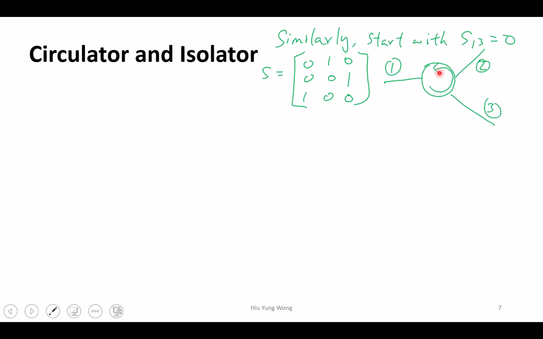Okay? What you have is just when you have a port 2 input, it goes to port 1. You emit energy to port 1, it will emit from port 3. If your energy goes into port 3, it will emit from port 2. Okay?